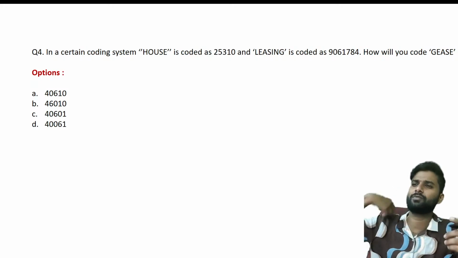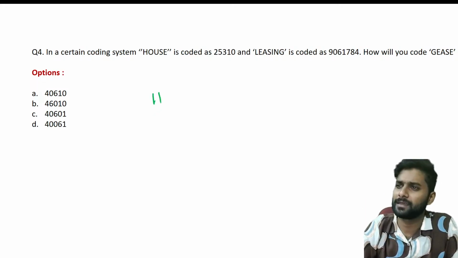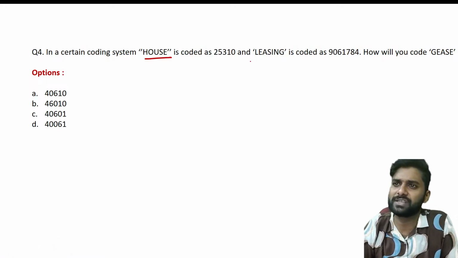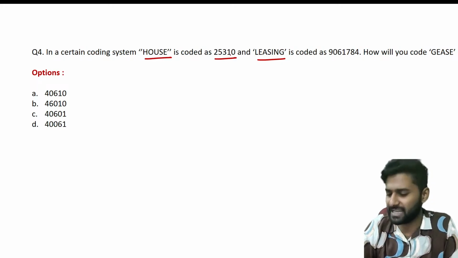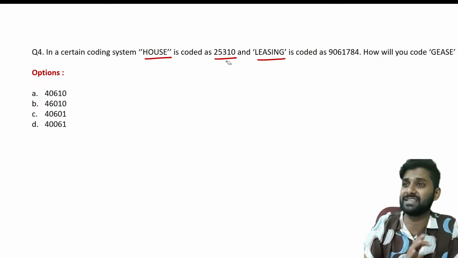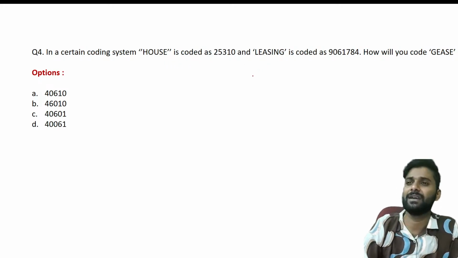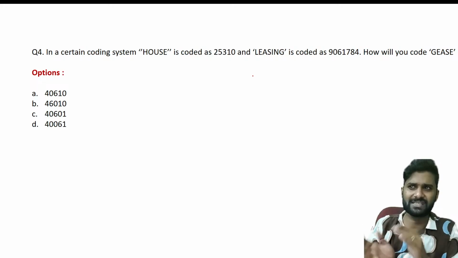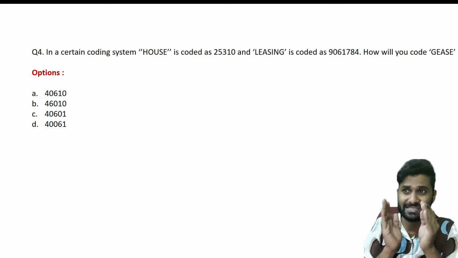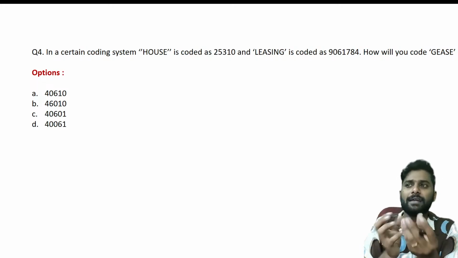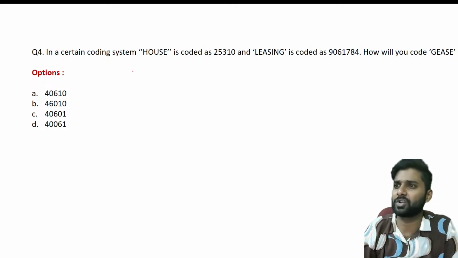Now see a question from coding and decoding. Guys, here there is one logic you should identify in this question. Here the word is house, here the word is leasing. We have a number, and see, an equal number of letters and equal number of digits are there. So definitely each and every letter is represented by one specific digit. But my question here: don't consider it directly. Let us check if there is any letter which is common in both the words or not. So check it out.